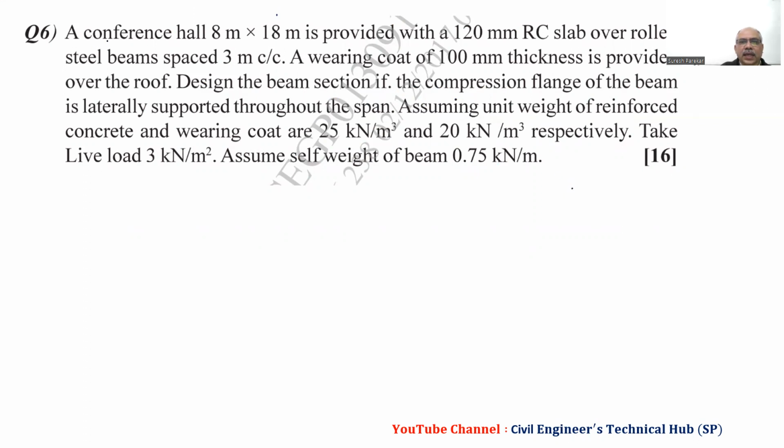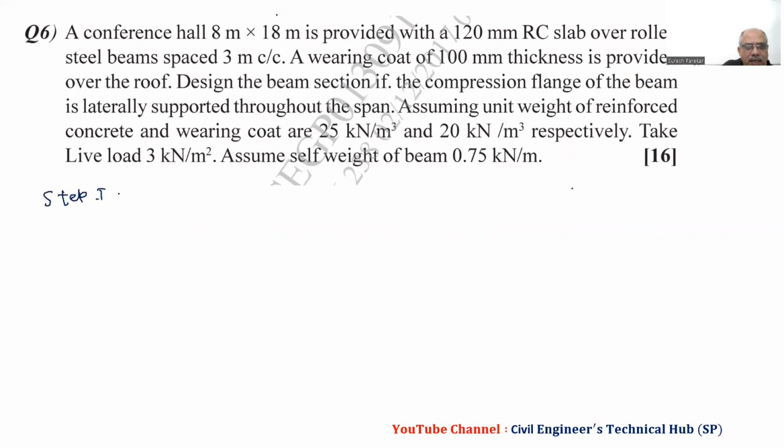You can see it, a conference hall 8 meter by 18 meter is provided with a 120 RC slab on rolled steel beams, spaced 3 meters center to center. A wearing coat of 100 thickness is provided over the roof. Design the beam. So now here we have to go for design. In the same question paper we have one analysis question, another we have design. Now we have step one, given data.